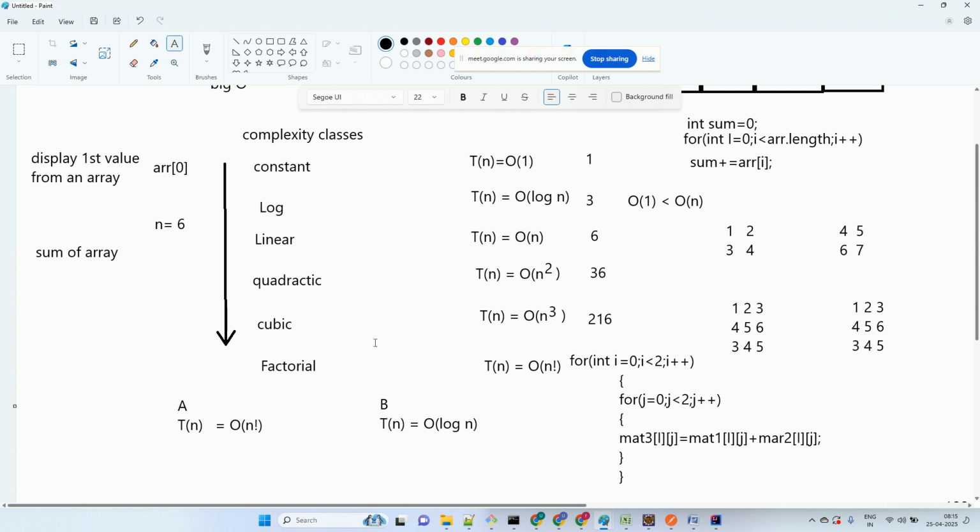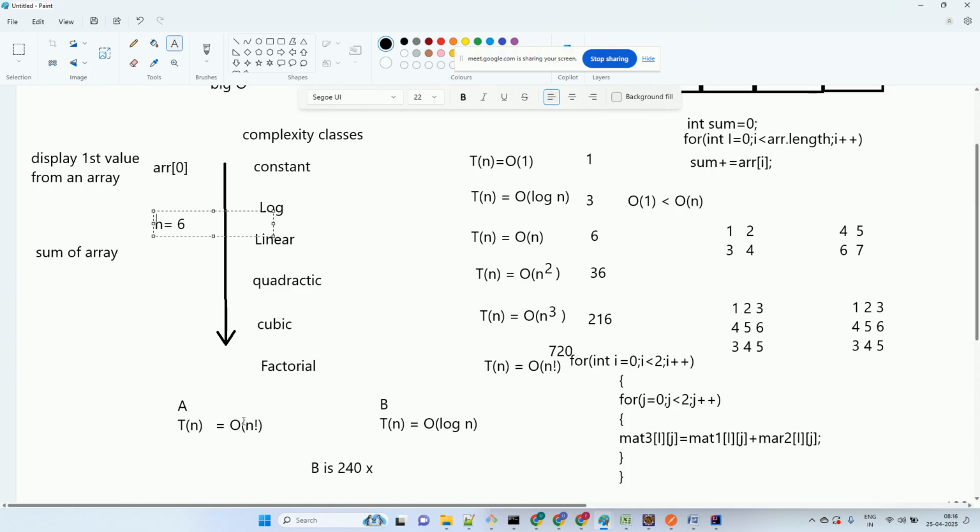B is faster because if I give a data set of 6, A will take 720 primitive operations. And the same task B is doing in only 3 iterations, right? So B is around 240 times faster. B is 240 times faster if the data set is of size 6.